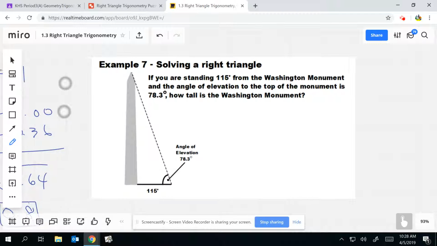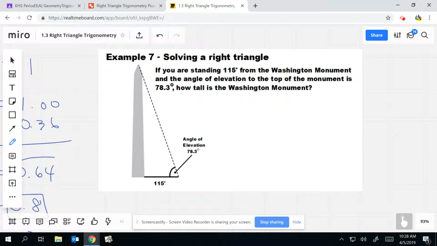So we're going to go to 7. You don't have to write it all out. I would just draw a quick picture. If you're standing 115 feet away from the Washington Monument, and the angle of elevation to the top of the monument is 78.3 degrees. So angle of elevation is always from a horizontal line that goes upwards, where you're looking up. You're looking up from horizontal. That would be your angle of elevation, and that would be set as 78.3. They're looking for the x, which is the opposite side of that 78.3 degrees. They're giving you the adjacent side.